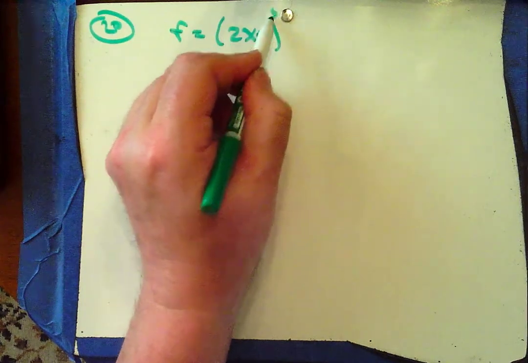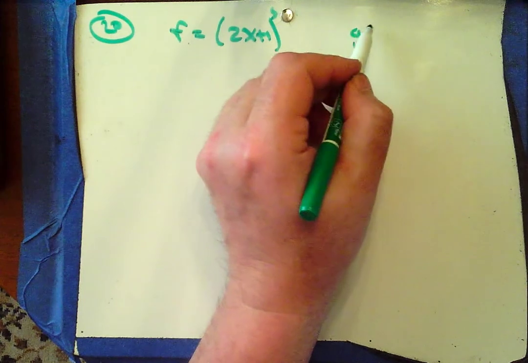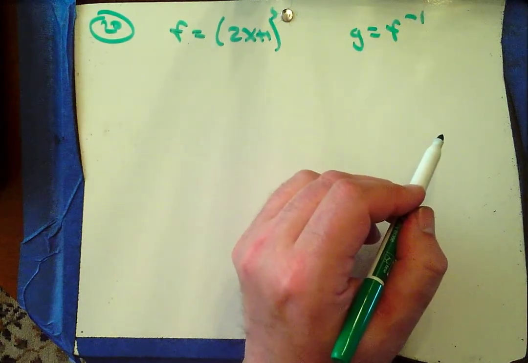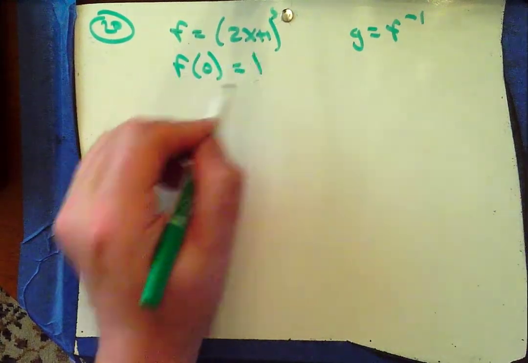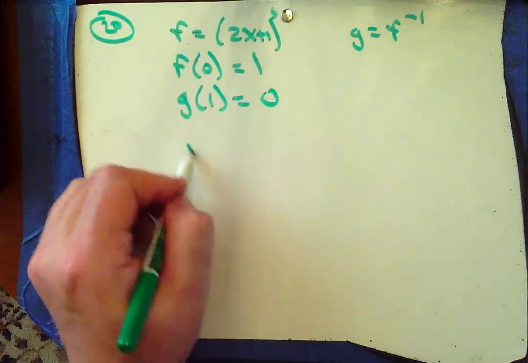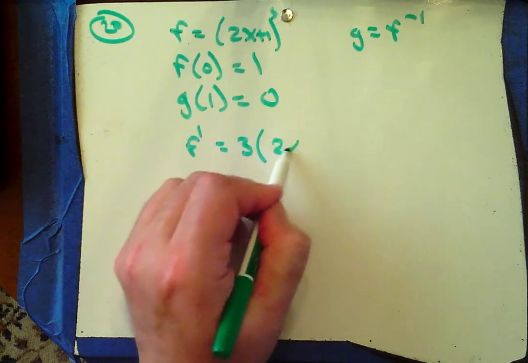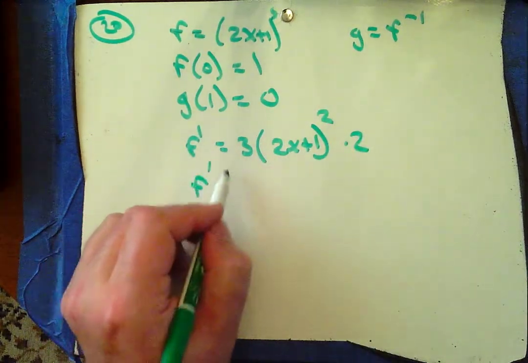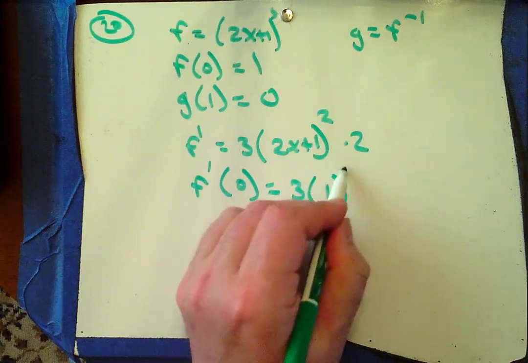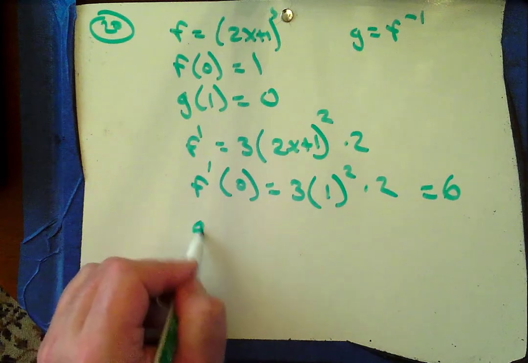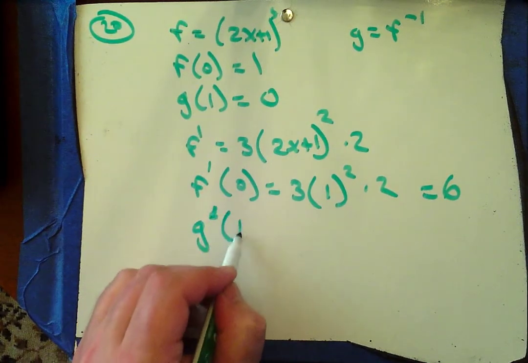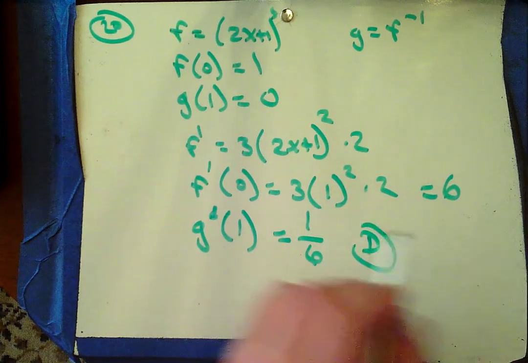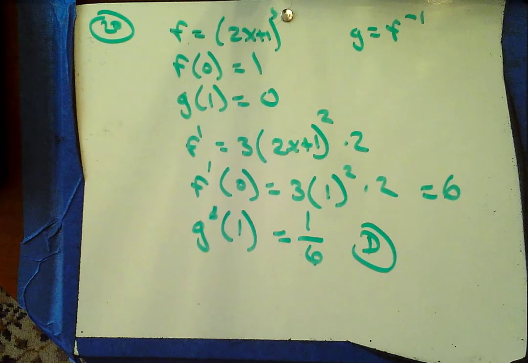Okay, 20 is next. 20 says f equals 2x plus 1 to the third. G is the inverse of f. What is g prime of 1? We know that f of 0 equals 1, therefore g of 1 equals 0. F prime is 3 times 2x plus 1 squared times the derivative of the inside function 2. F prime of 0 is 3 times 1 squared times 2, or 6. Therefore, g prime of 1 will be 1/6, or choice D for number 20.